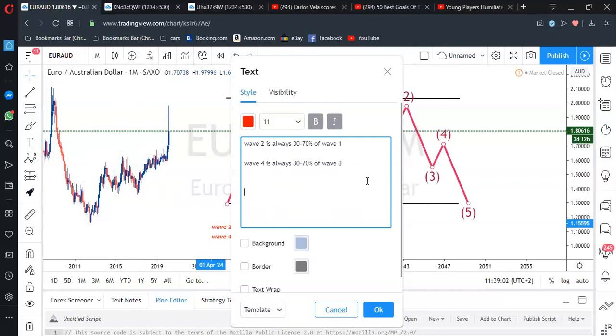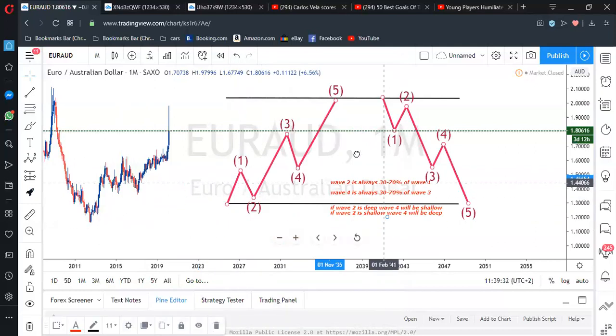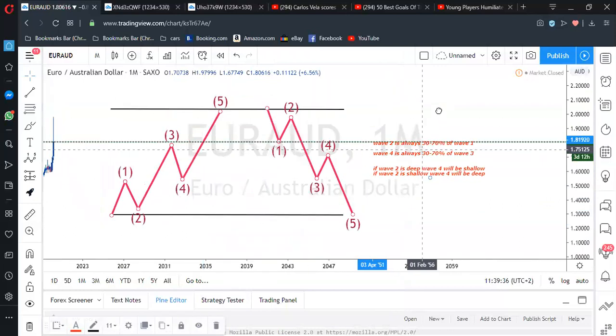And then there's a principle which says if wave 2 is deep, wave 4 will be shallow. And if wave 2 is shallow, wave 4 will be deep. Yes, let's put these here. Let's try move this over here and put these here.